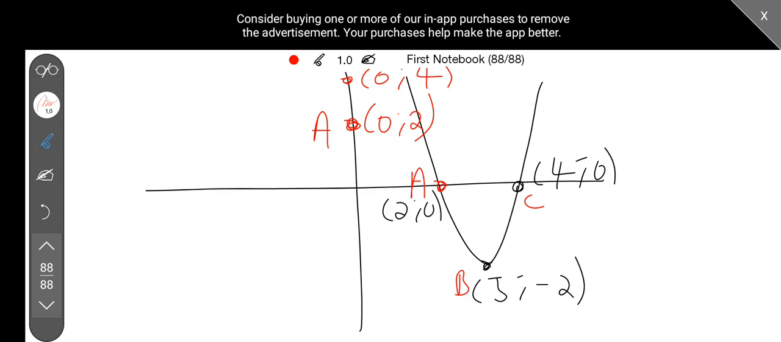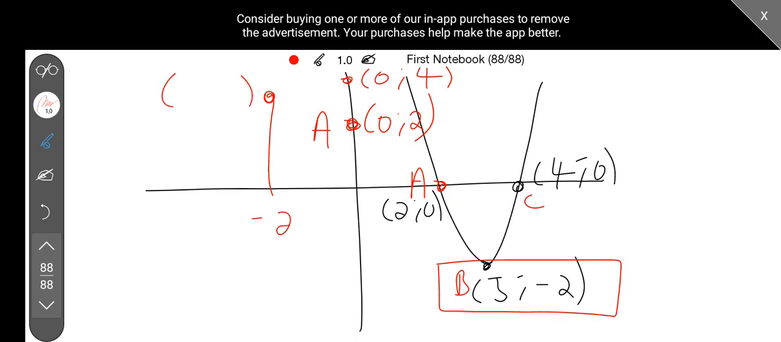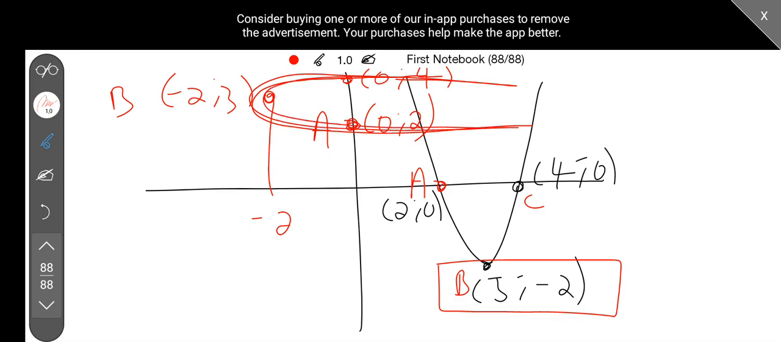And because the coordinates of B were given as (3, -2), they'll now become (-2, 3). And the point will be here. It's (-2, 3). So we have the point B here. And if we draw our graph, it's going to look like this. You see, so this is how the graph is going to look. So when we are calculating the inverse, we switch the x as well as the y values. Thank you for watching.